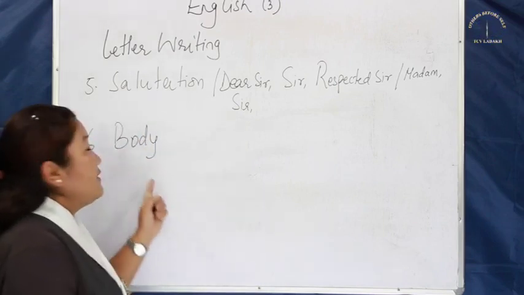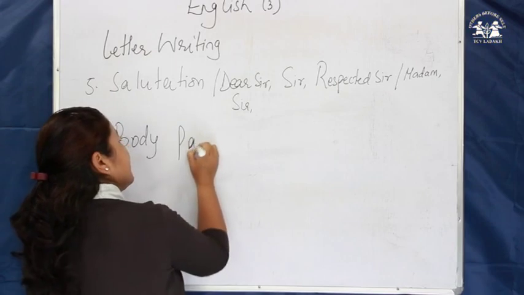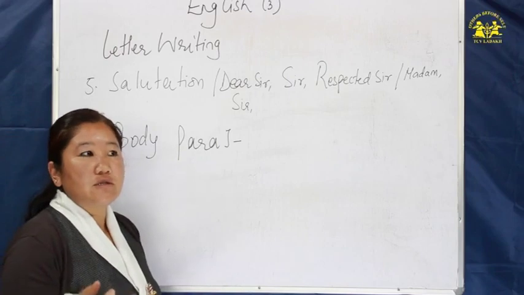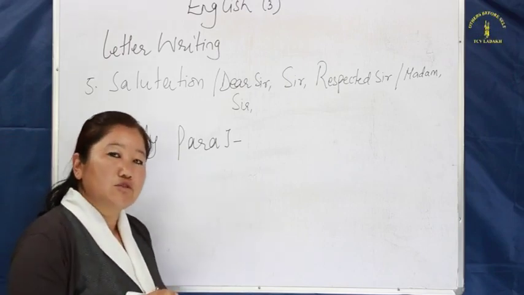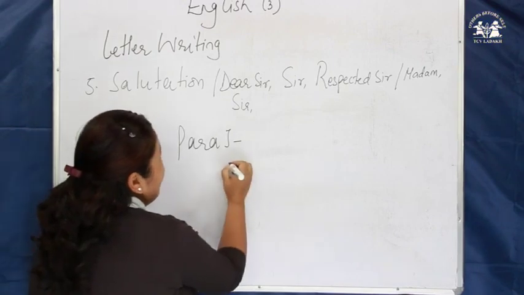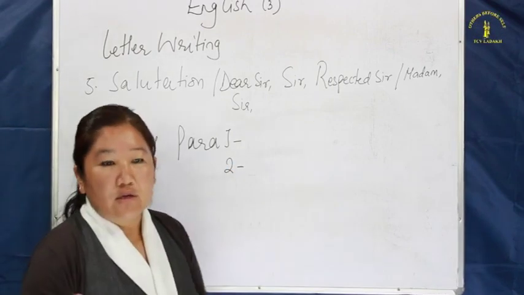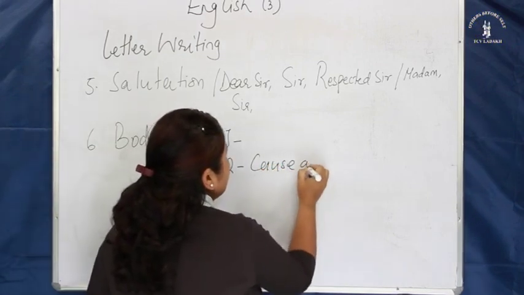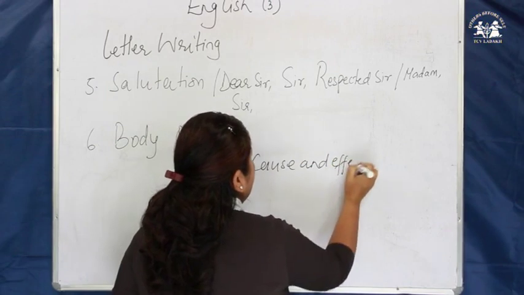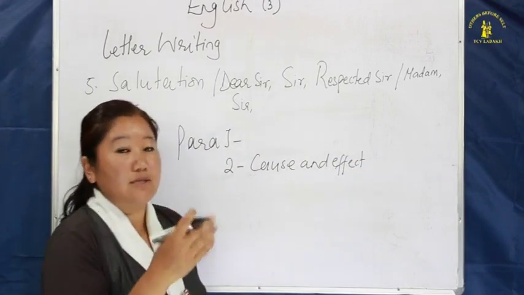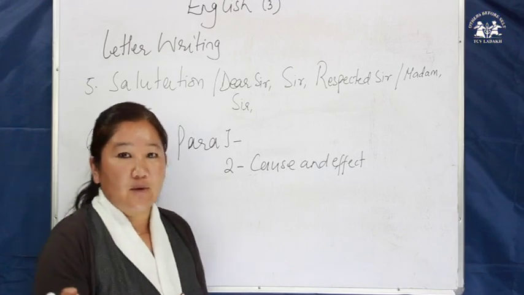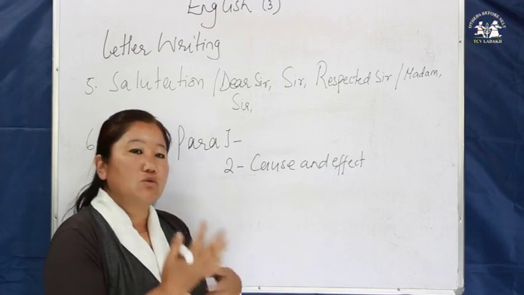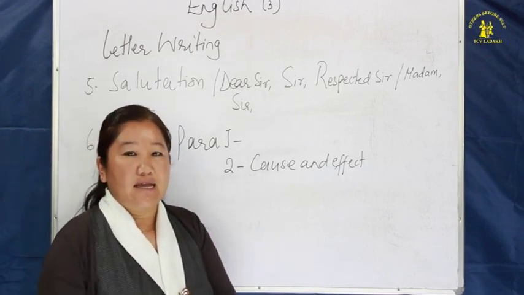Okay, now in the first paragraph, what you have to do is introduce yourself and what you want to say. All right, and then in the second paragraph, most of the time it is cause and effect. This is applicable to letter writing as well as to article writing, because first you need to draw out all the causes, and what will be the consequences and the effect of such things.